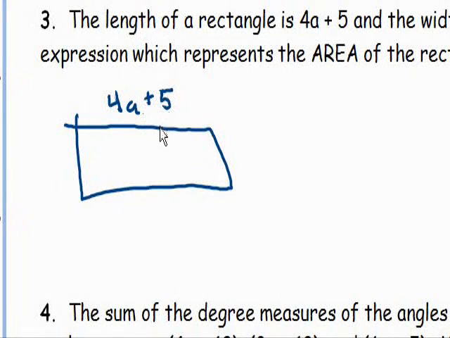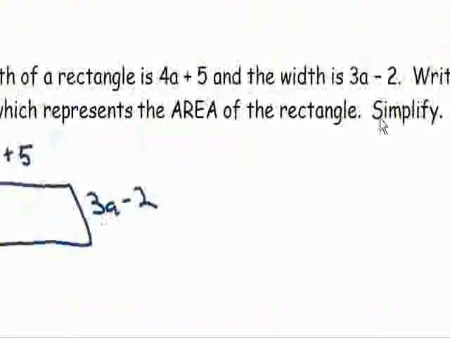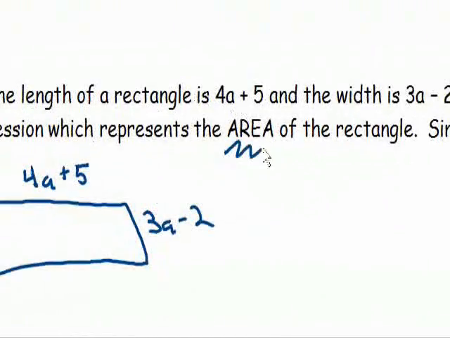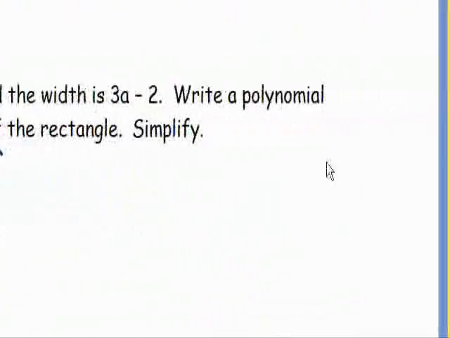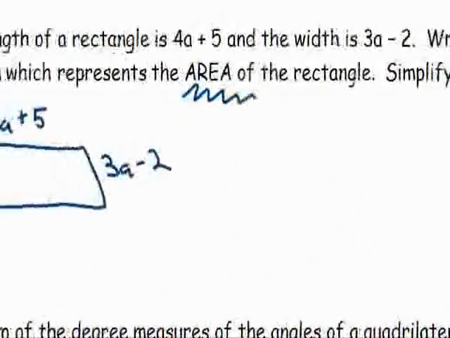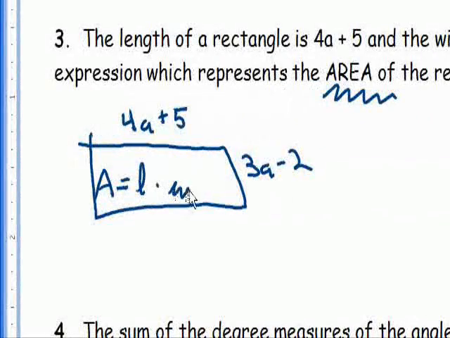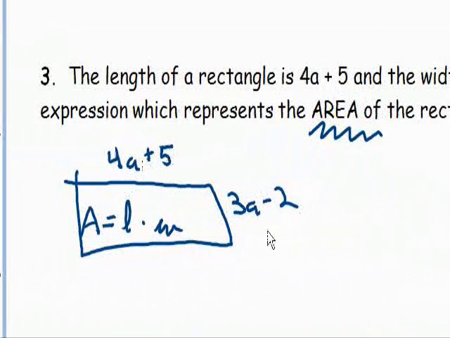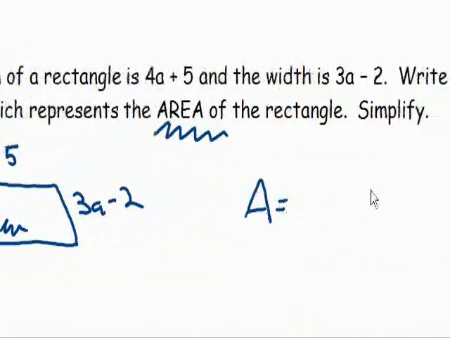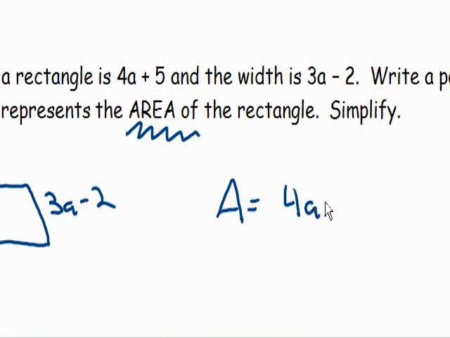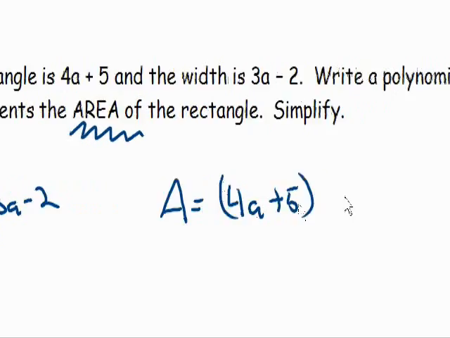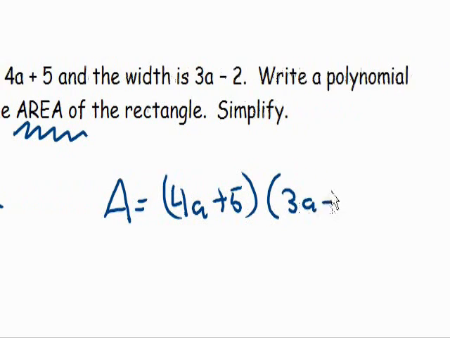So the length is 4a plus 5. The width is 3a minus 2. Write a polynomial expression which represents the area of the rectangle. So we know that area equals length times width. That's very good if you know that. Let's apply it now. Here's our length, here's our width. So our area equals our length, 4a plus 5, times our width, 3a minus 2.